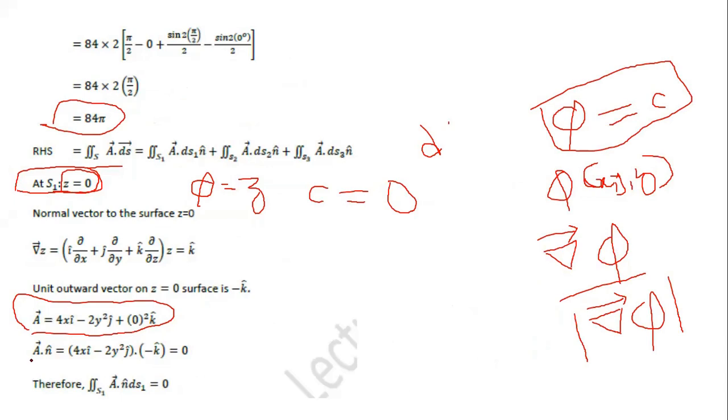Then when you take the dot product A vector dot n cap, your n cap is minus k cap here. So i cap dot k cap is 0, j cap dot k cap is 0. Therefore, this integration, or the flux of the vector field across the bottom circular surface, will be 0.